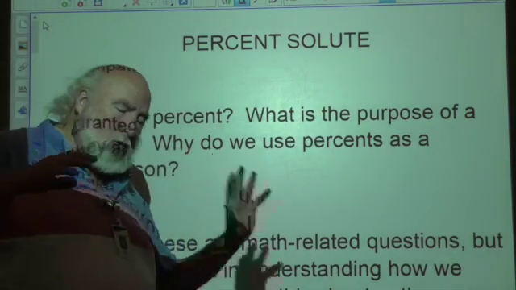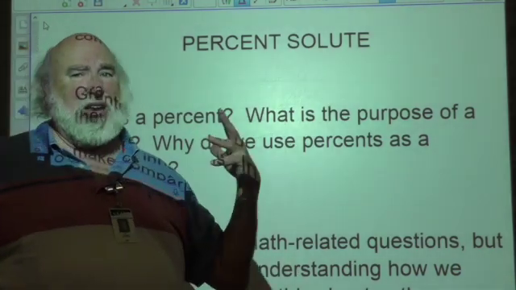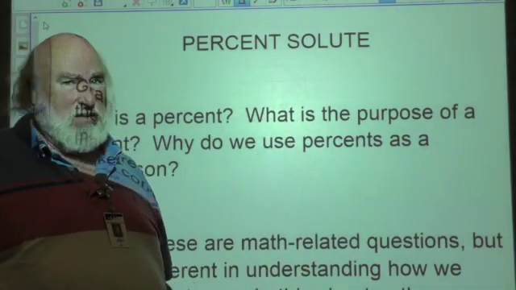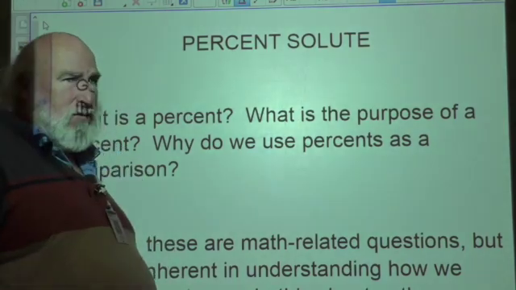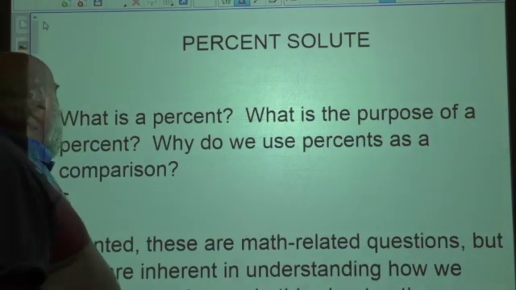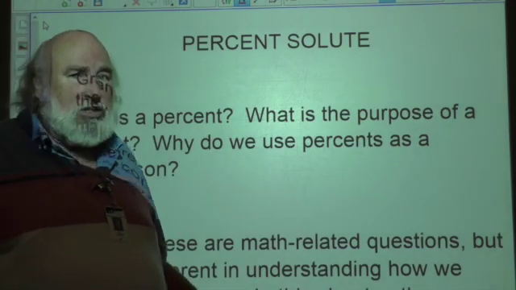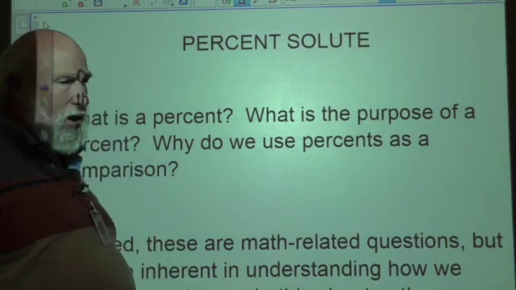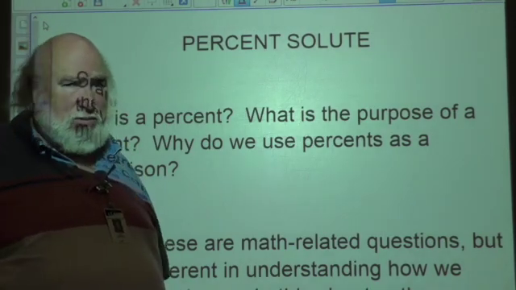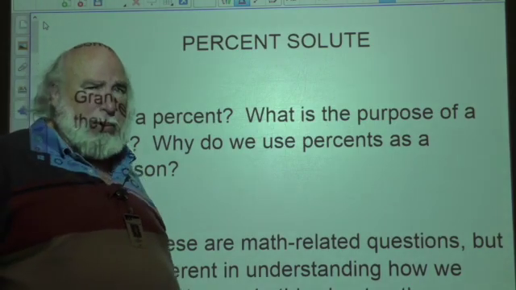So we use percents all the time, but the general population really doesn't understand why or what it even really means. I mean, they know 50% is half, but why is 50% half? Why do we use percents as a comparison in the first place? Why don't we just say half? Why do we have to say 50%? Well, that's a debate that's never really been solved. It's just a preference of how people describe it.